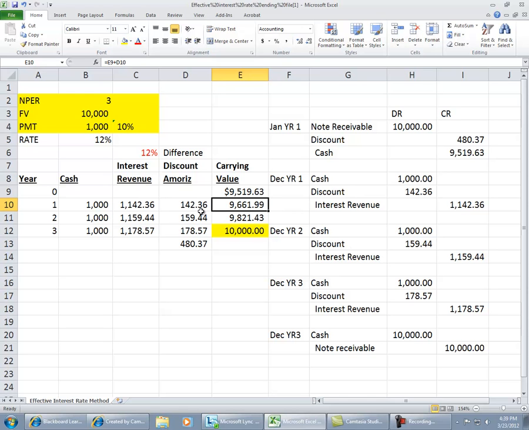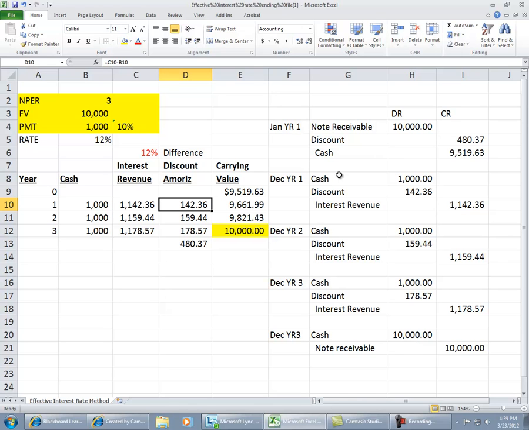Each of these lines represents one journal entry. So in year 1, we would have a debit to cash for the $1,000. We would credit interest revenue for the $1,142, and we would debit discount for $142.36. We repeat that same entry with different quantities for the next 2 periods. At the end, we receive the cash of $10,000 and we write off our note.